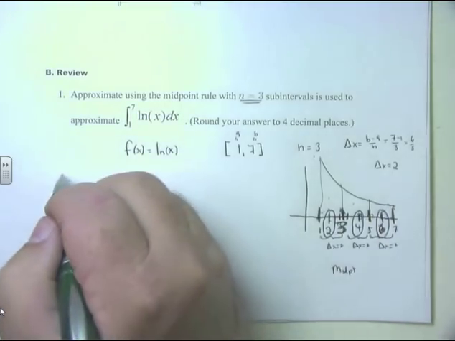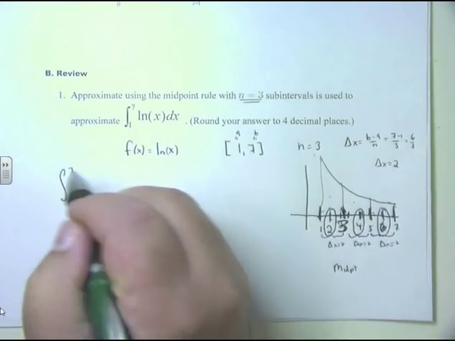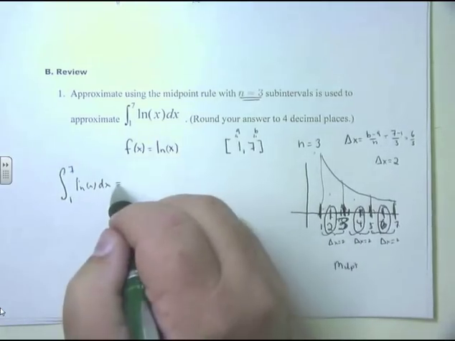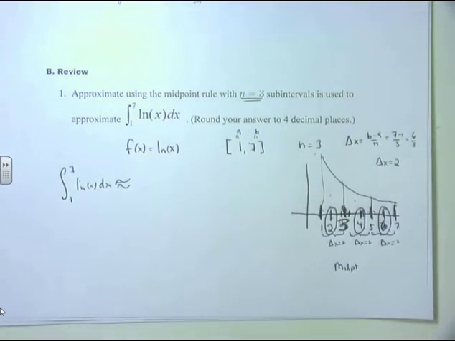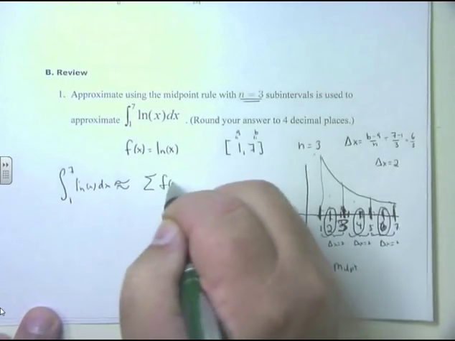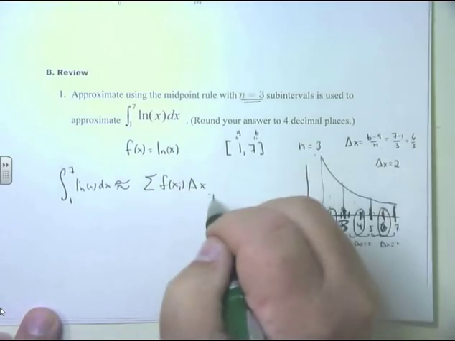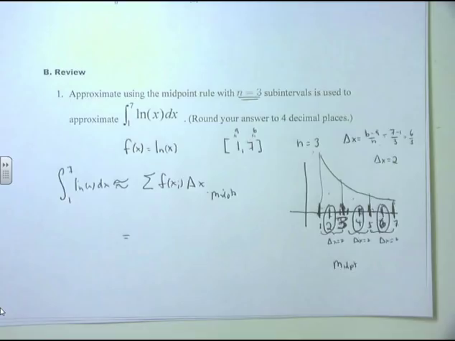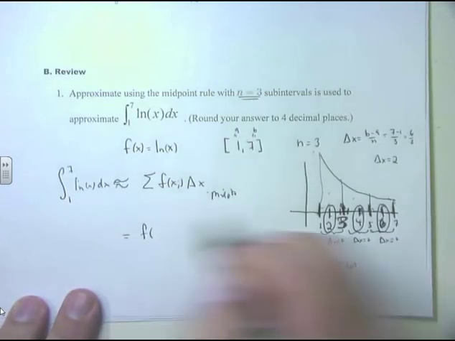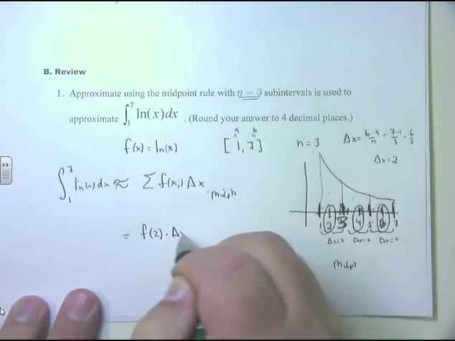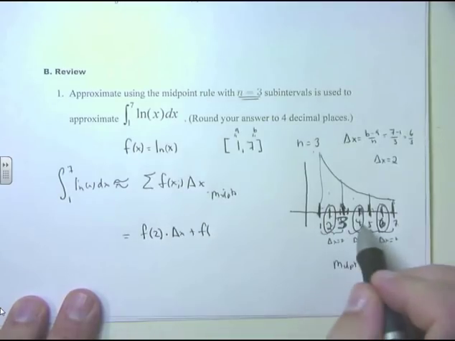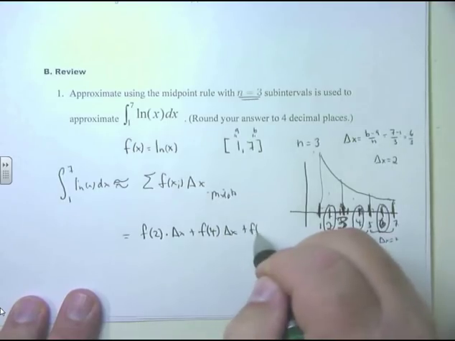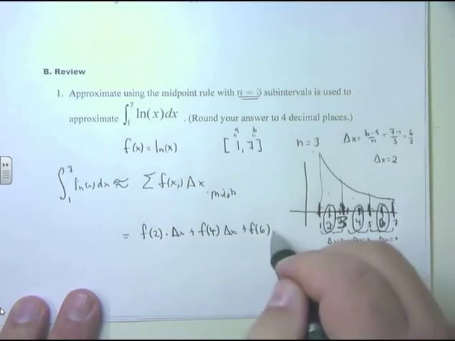It's still a Riemann sum, so this integral from 1 to 7 of the natural log of x dx is going to approximate, we'll use the squiggly equal to, this Riemann sum of f of x_i times delta x, again using midpoints. So this would be f of my midpoint 2 times delta x plus f of my next partition's midpoint, which is 4, times delta x plus f of my midpoint, which is 6, times delta x.